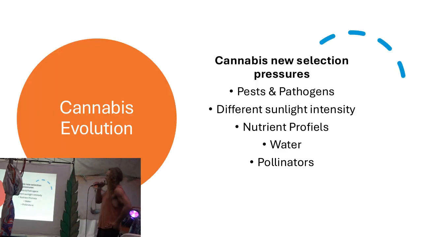Because this is the Mardi Gras, I thought I would try and explain the roles of evolution, and in turn the way that new terpenes are produced, and some of the reasons why that we know of. When cannabis undergoes different selection pressures, as you can see, from pests and pathogens, different sunlight, nutrient profiles, water, and pollinators, these are obviously very simple things to think about, but in nature they can become very complex.